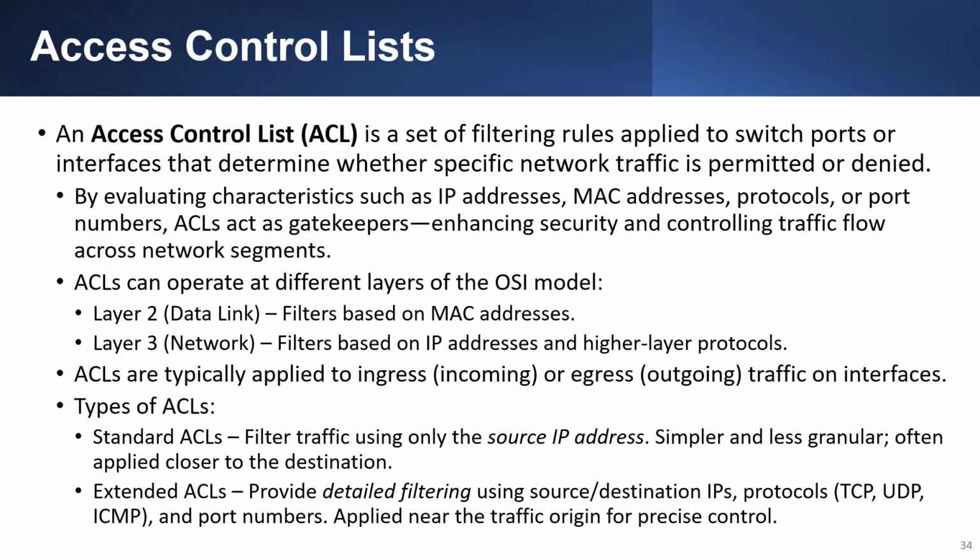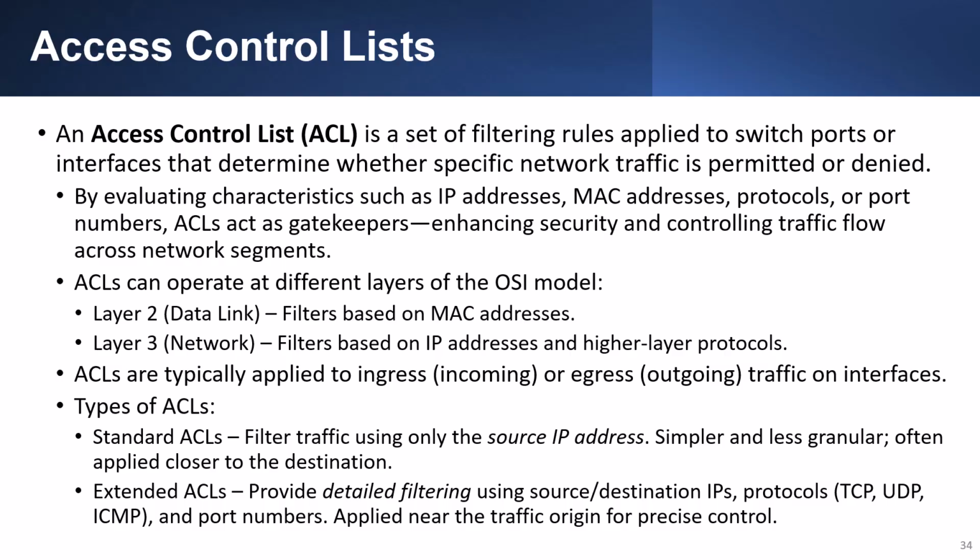An access control list, or ACL, is a set of filtering rules applied to switch ports or interfaces that determine whether specific network traffic is permitted or denied. By evaluating characteristics such as IP addresses, MAC addresses, protocols, or port numbers, ACLs act as gatekeepers, enhancing security and controlling traffic flow across network segments.